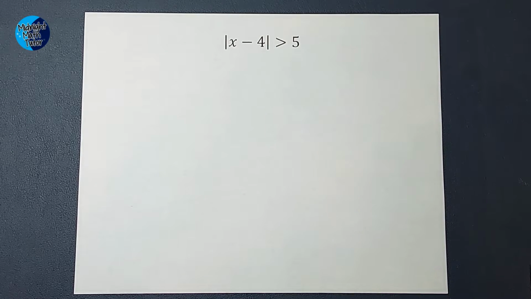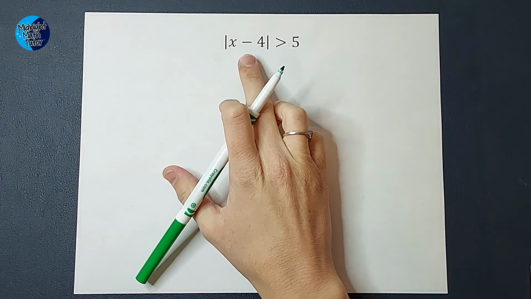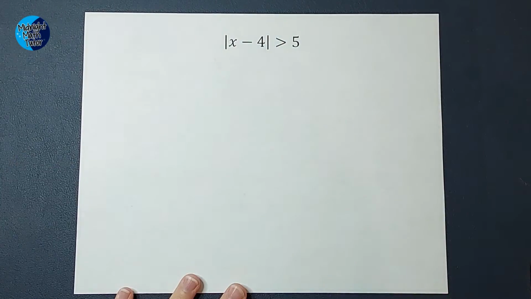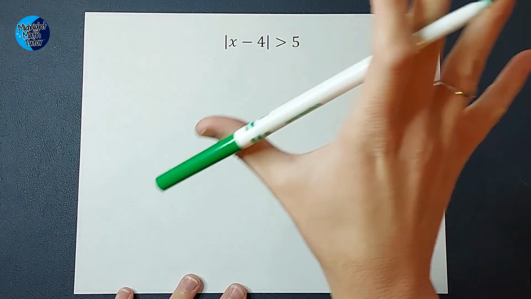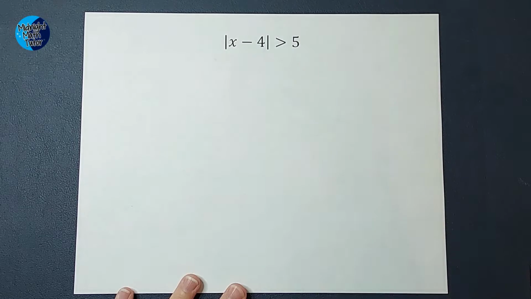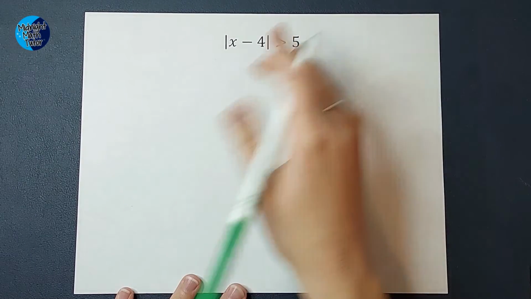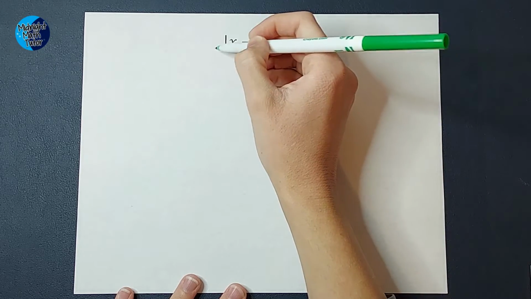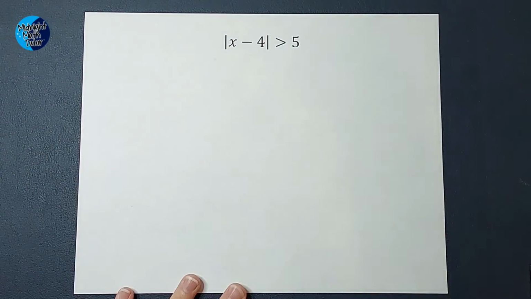So the first thing I want to do is make sure that my absolute value bars are by themselves on one side of my inequality, okay? So in this example, we're good. They're already alone. If there happened to be a +4 here, or it was being multiplied by something, I would want to get rid of those before I tried to solve this, okay?